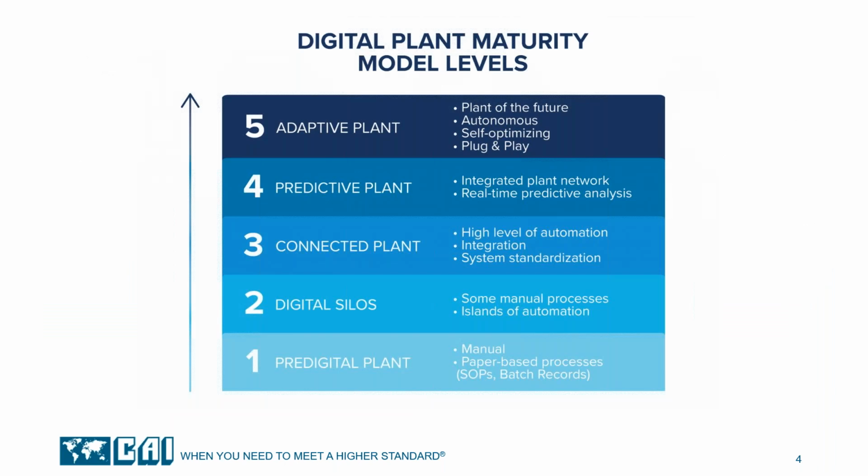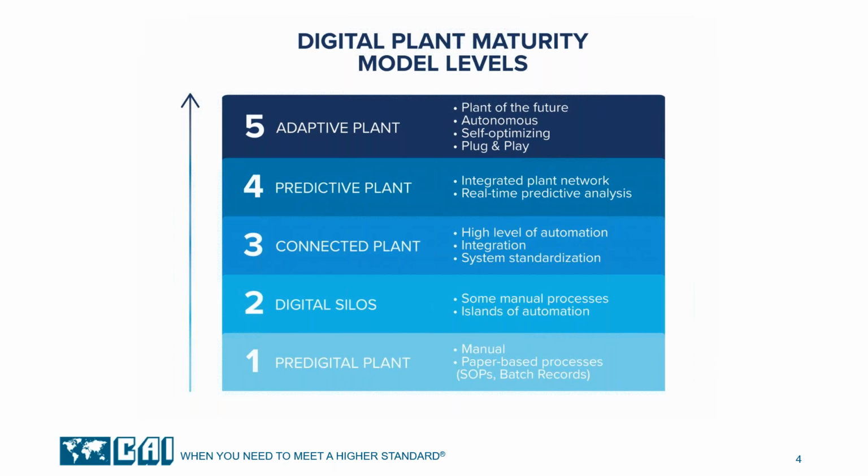As we get into it, the next piece we'll discuss, and then we're going to have our first poll question just after this, is the digital plant maturity model. So think about your site. In the digital plant maturity model, we really look at 5 different levels as we go from pre-digital up to adaptive. In our pre-digital side, things are manual. Very SOP, paper-based processes, paper-based batch records. Everything is manual, everything is on paper.